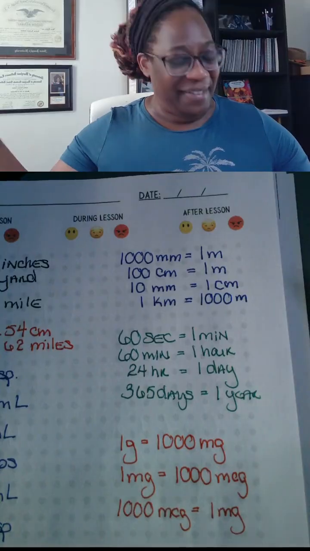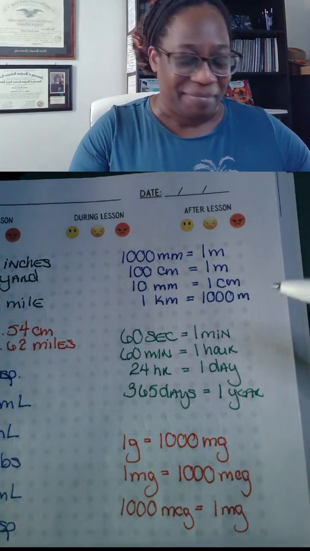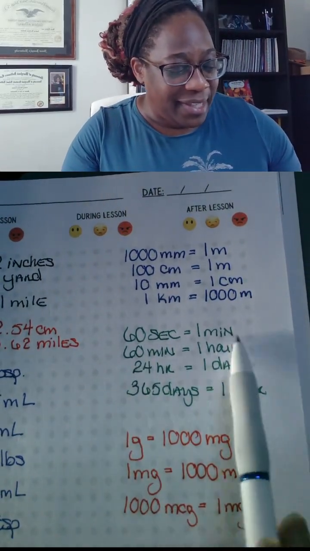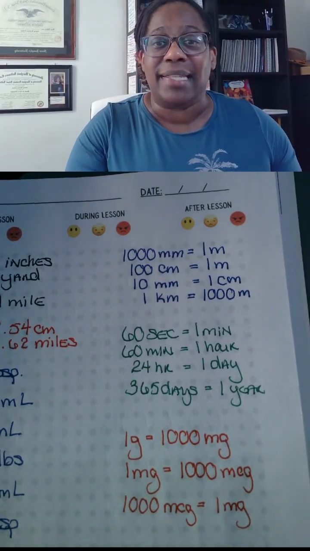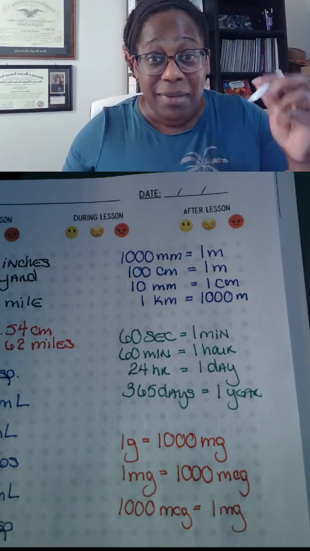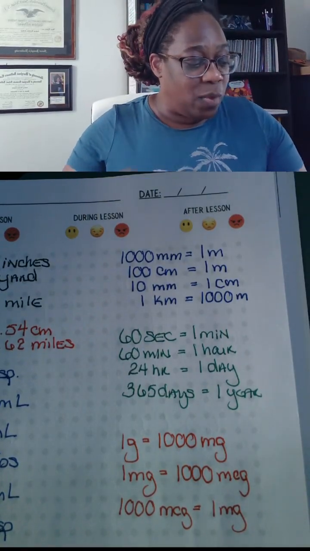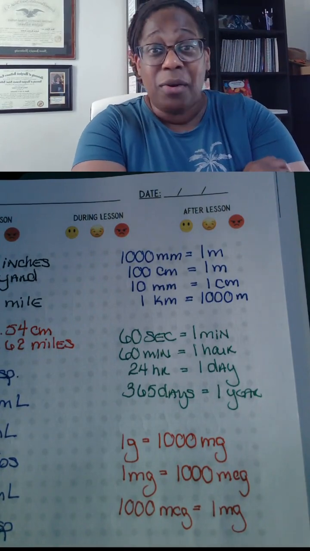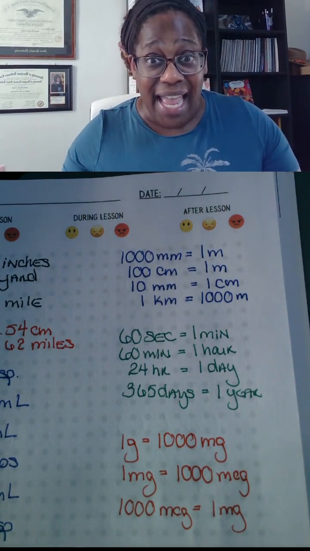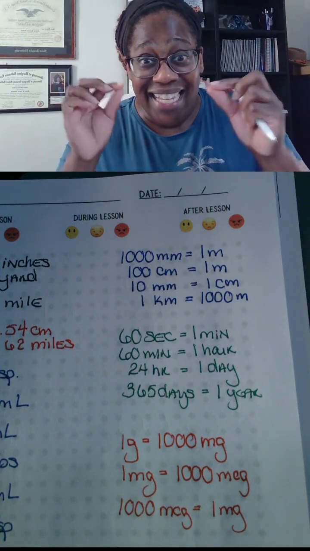I know, it's crazy. So, 60 seconds, 1 minute, 60 minutes. Think about what we used to have. Remember the tick, they used to have 60 minutes? Okay, that's 1 hour. 24 hours is 1 day. Did not know that.